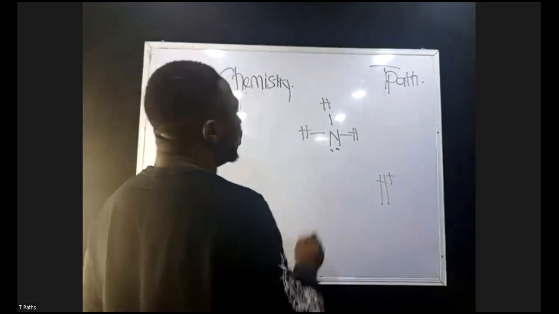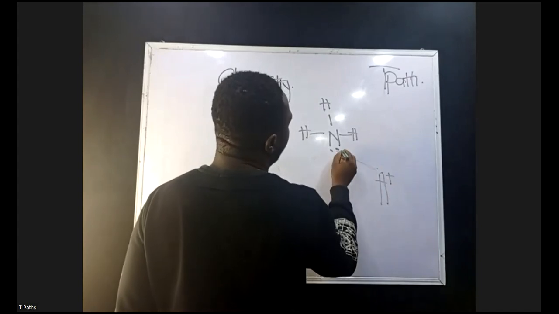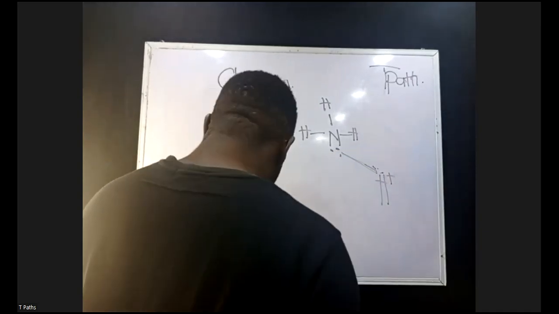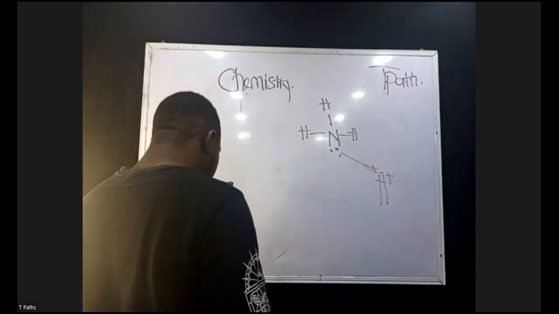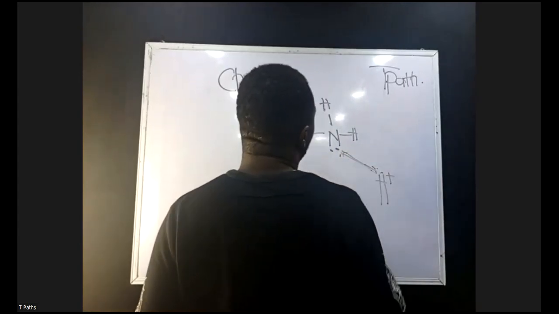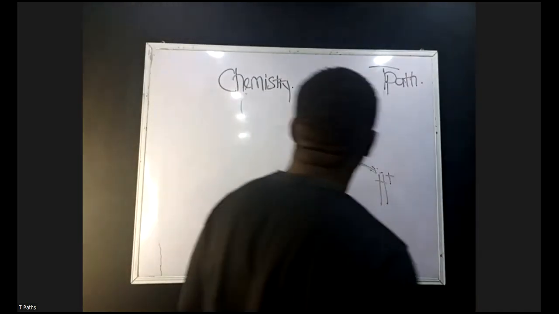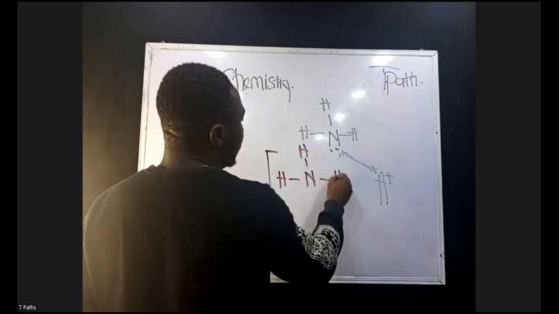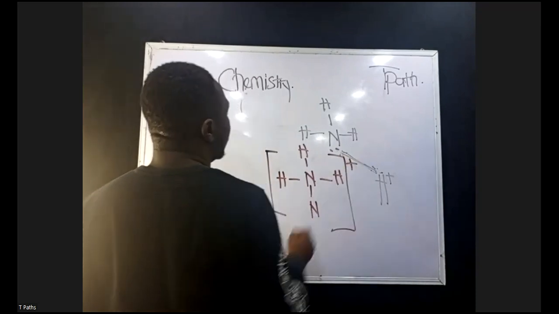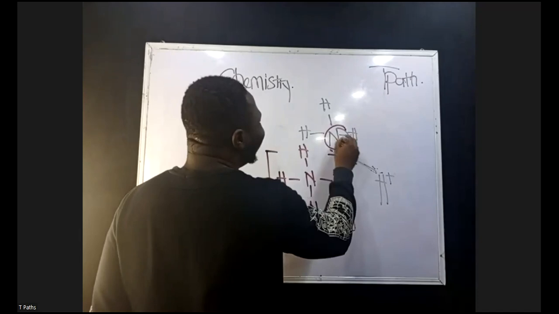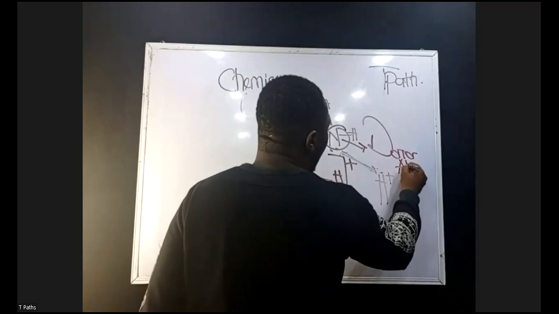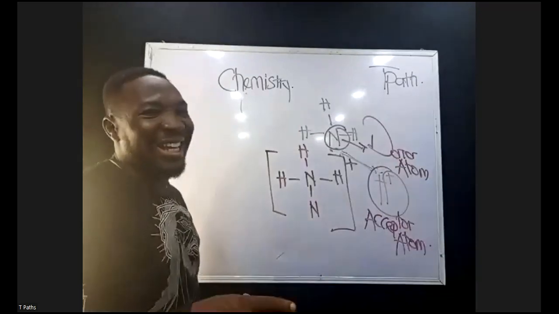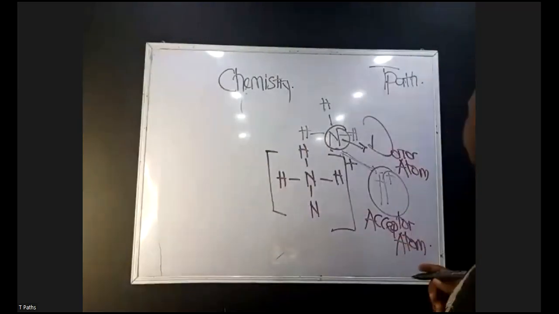H+ is a species that can accept electrons. If this is going to take H+, we can see the arrow telling us they are going to this place, that is the lone pair of electrons. When that happens, we have something like this, NH4+. Now, this nitrogen here is the donor atom, and the H+ here is the acceptor atom. So it is still coordinate bonding, but tends to behave like ionic bonding. That's what you need to know. So donor atom, acceptor atom.